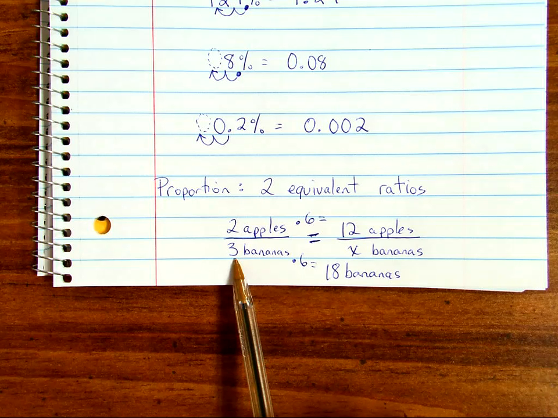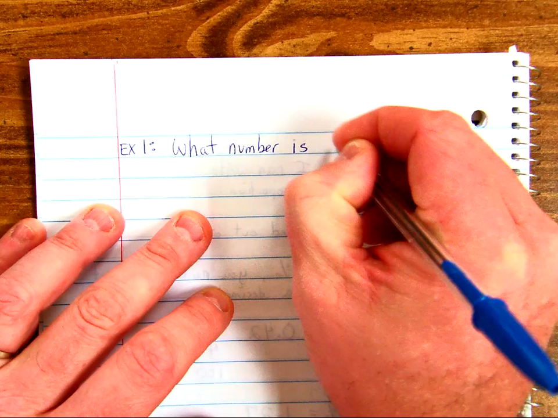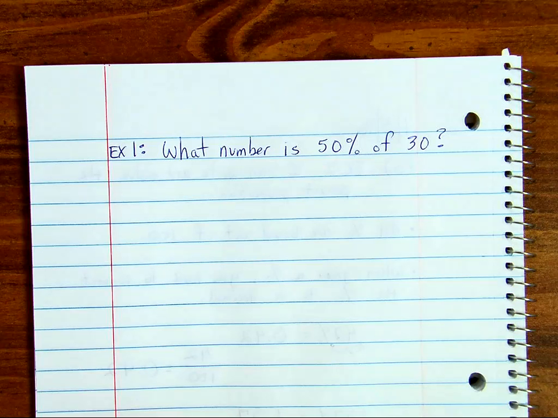And this is what your questions will look like. What number is 50% of 30? Now, many of you right off the bat might know this answer. Aiden? 15. 15 is the correct answer. Okay. 5 times 3 is 15.